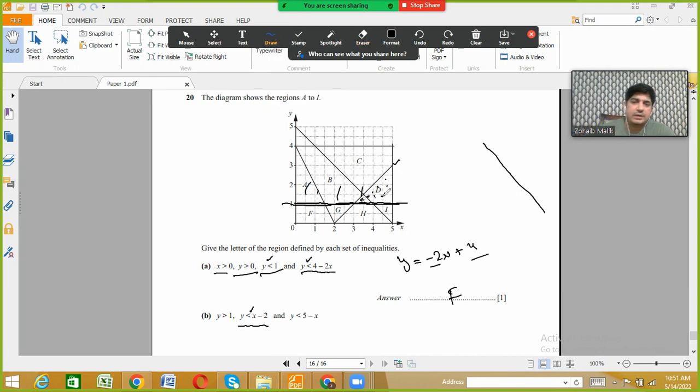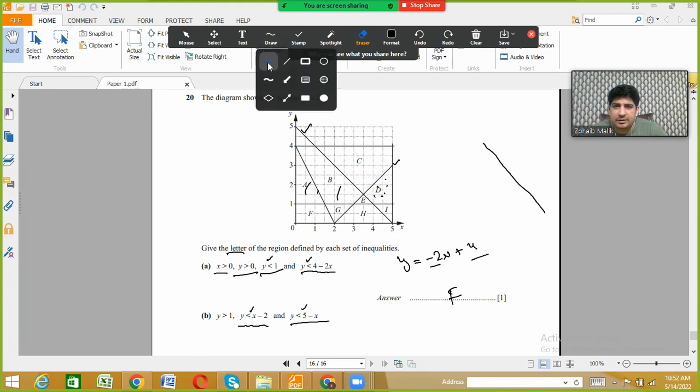which contains two letters, E and D, and out of them we have to choose one letter because they have said, given the letter region defined by, we have to give one letter. So this is another line, y is equal to 5 minus x. The gradient is negative and the y-intercept is 5, which is going this line. So we have to remain lesser than this one. It means we have to be below this line. So it is bounded by this letter E. So this answer is E.